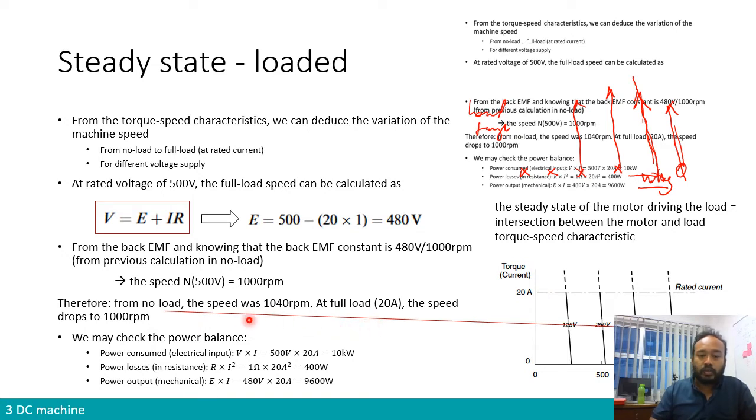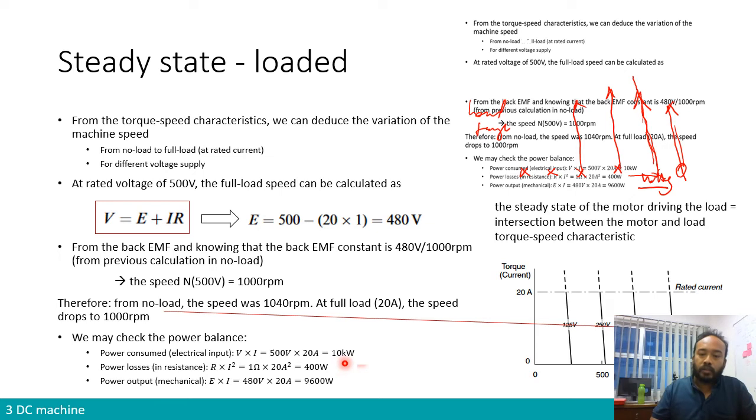Okay, another thing that would be interesting to check is the power balance. If we look at the power consumed, using the maximum voltage of 500 volts and the maximum current of 20 amps, we get the electrical power input of 10 kilowatts. The power loss in the resistance is R I squared. R is 1 ohm, and I is 20 amps, the current drawn at maximum. So 20 squared multiplied by 1 gives 400 watts. Then the mechanical power: if R I squared is the power loss and V I is the power input, E I, the product of the back EMF that produces the rotation of the machine multiplied by the current, is the mechanical output power. So 480 volts multiplied by 20 amps gives 9600 watts. So we see that the losses plus the mechanical power equal the total power consumed.